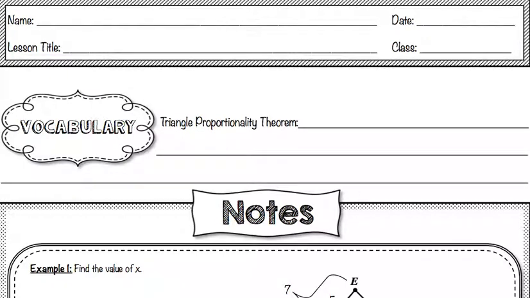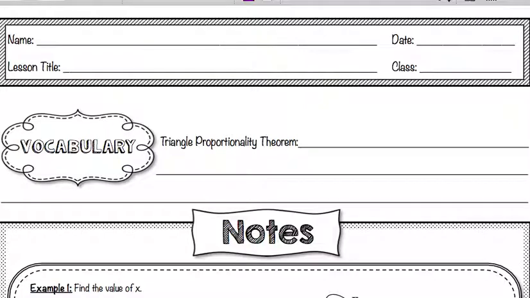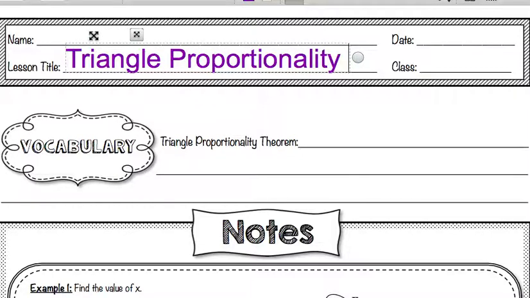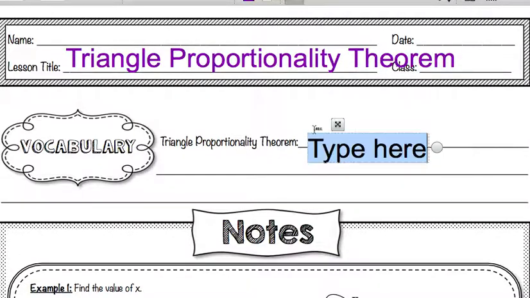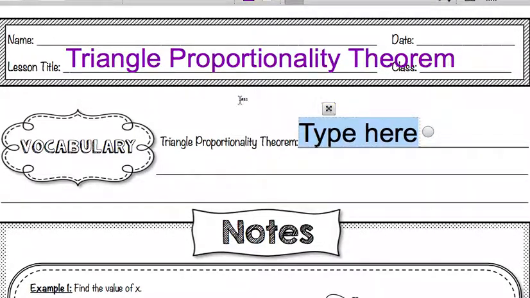Hello, in this lesson I'm going to show you how to use the triangle proportionality theorem to figure out missing sides of triangles. So we're going to call this lesson the triangle proportionality theorem. And we'll start with what is the triangle proportionality theorem.